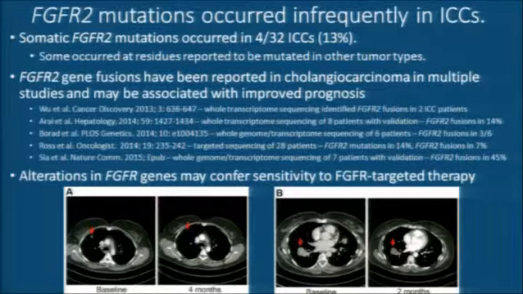This is a figure from one of these original studies describing the FGFR2 rearrangements, and they actually treated a patient with an FGFR2 rearrangement with an FGFR inhibitor and showed actually tumor regression. That's really exciting. It's still a minority of patients. The prevalence is somewhere between 7 and 45%, depending on which study, but having a targetable therapy that's already in clinical trials is huge.